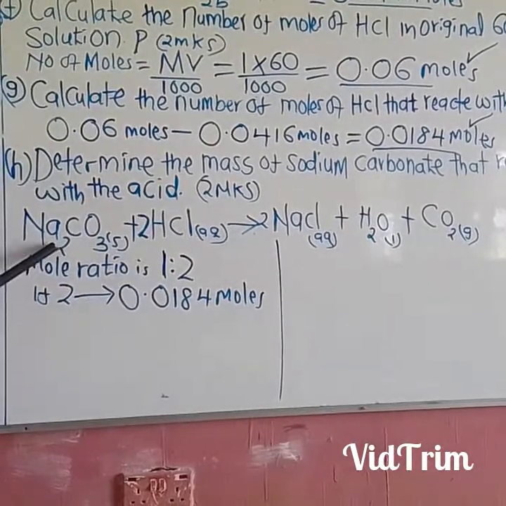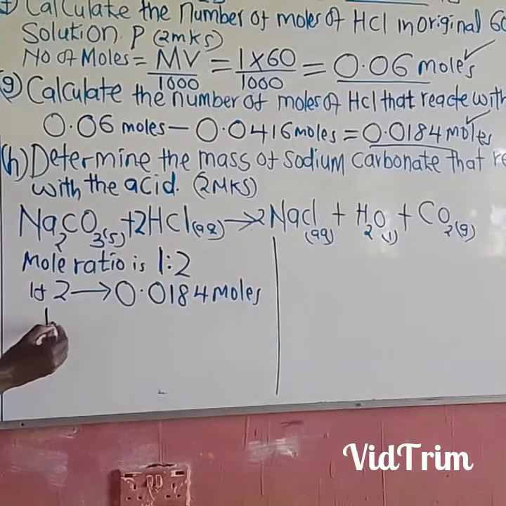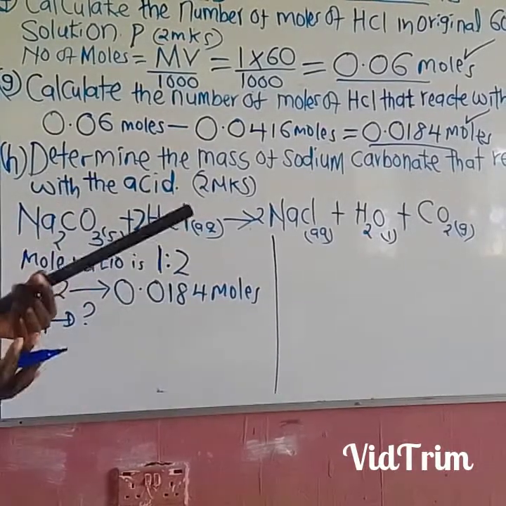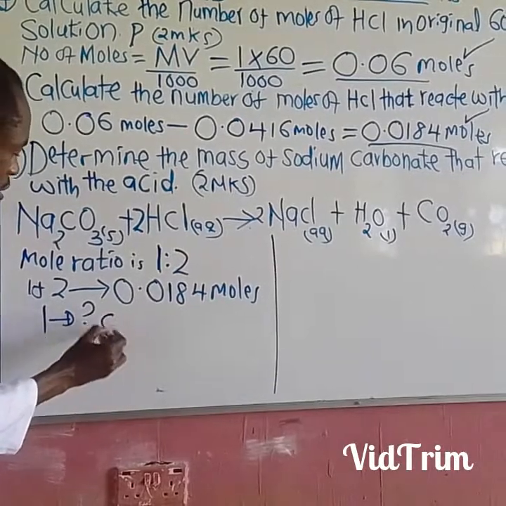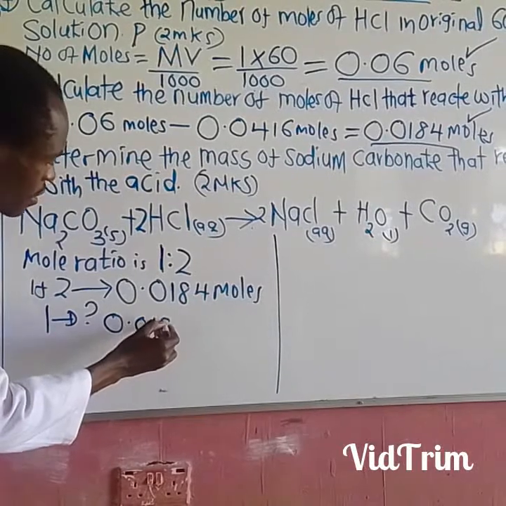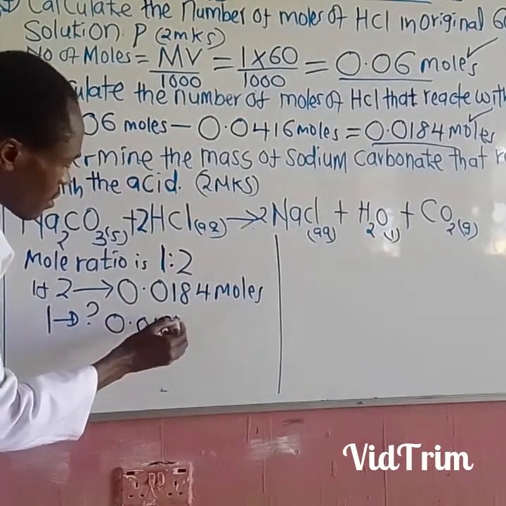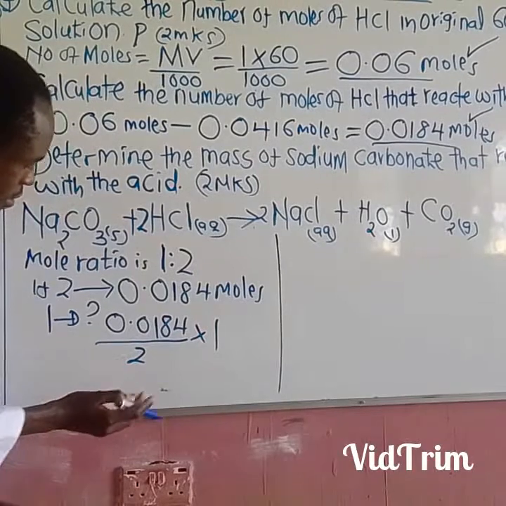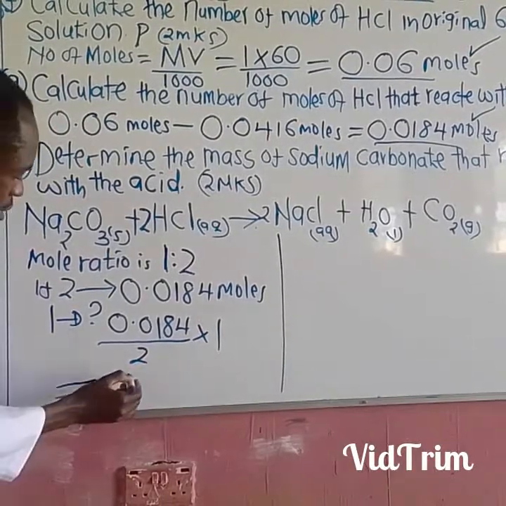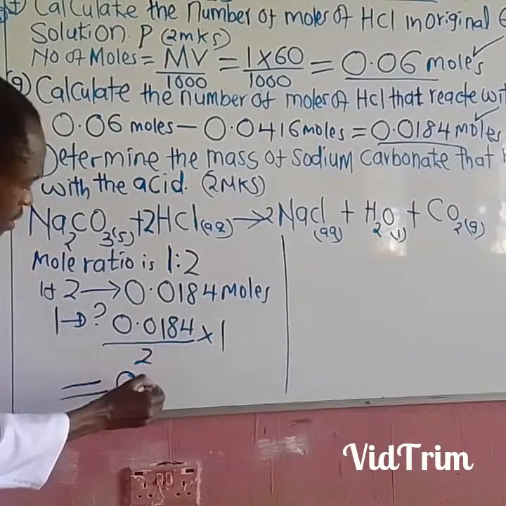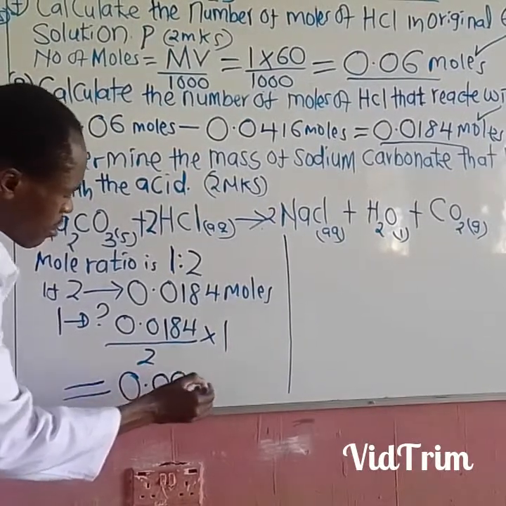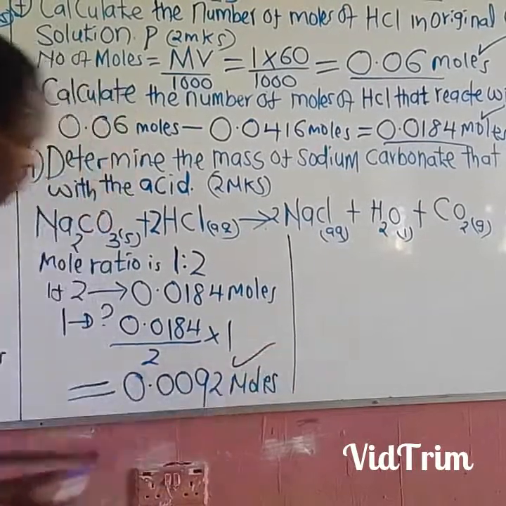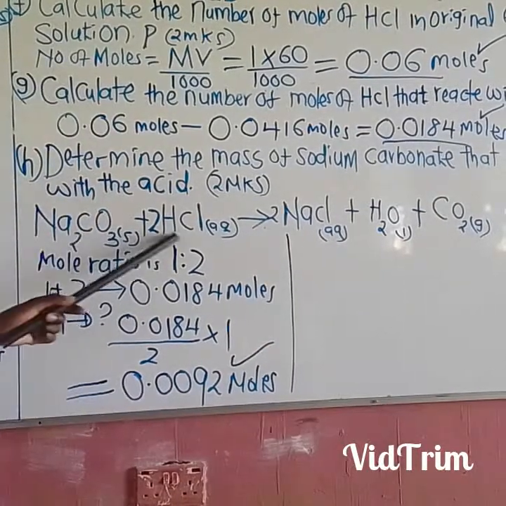What about ratio 1 for the carbonate? Ratio 1 will give us how many moles? It's now all about cross multiplication, isn't it? So if you do it very correctly, it is 0.0184 divided by 2 times 1. This one gives us 0.0092 moles. Is it okay? So those are the moles of the carbonate that reacted with the acid when we use mole ratios.